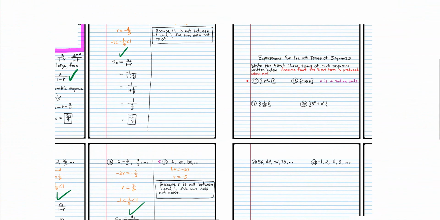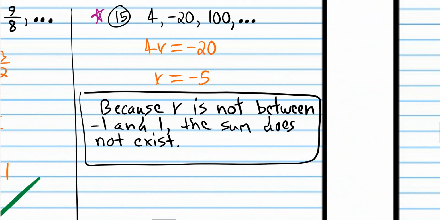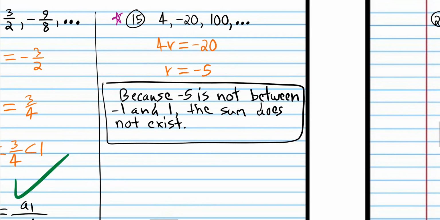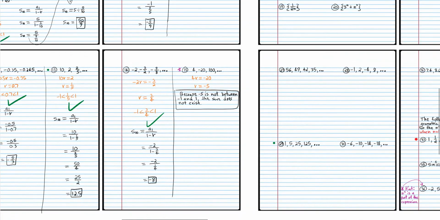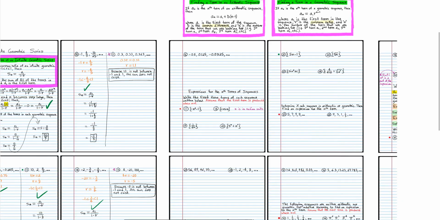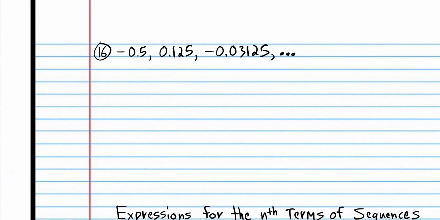Okay, so if you got that right, good job. And you can say r, or you can say -5. Because -5 is not between -1 and 1, the sum does not exist. Okay, so I want you to try one more of those, and when you come back, we'll do it together.